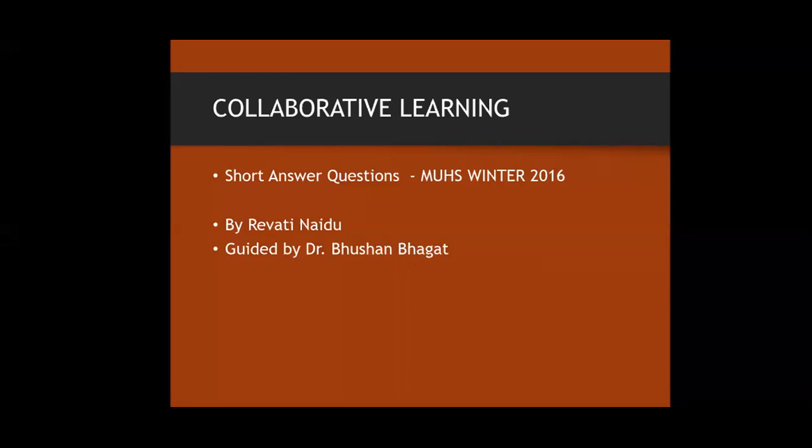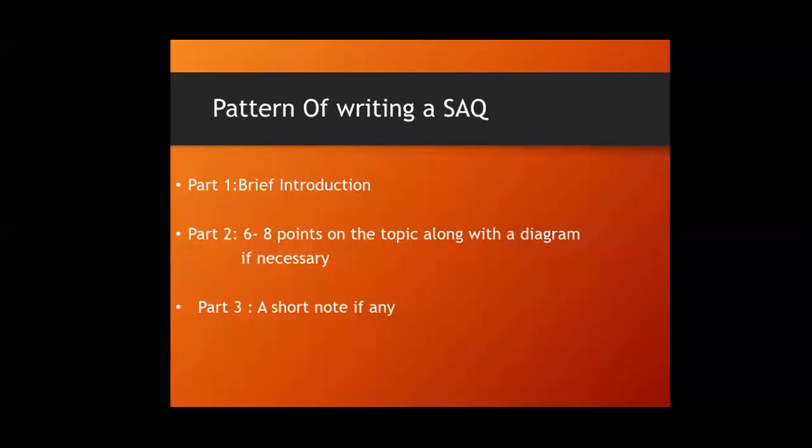Today's topic of discussion is the short answer questions which were there in MUHS Winter 2016. So the pattern of writing a SAQ, it comes for 3 marks. The first part should contain a brief introduction of the topic. Then the second part should have at least 6 to 8 points on the topic along with a diagram if necessary. Part 3, any extra short note if necessary.